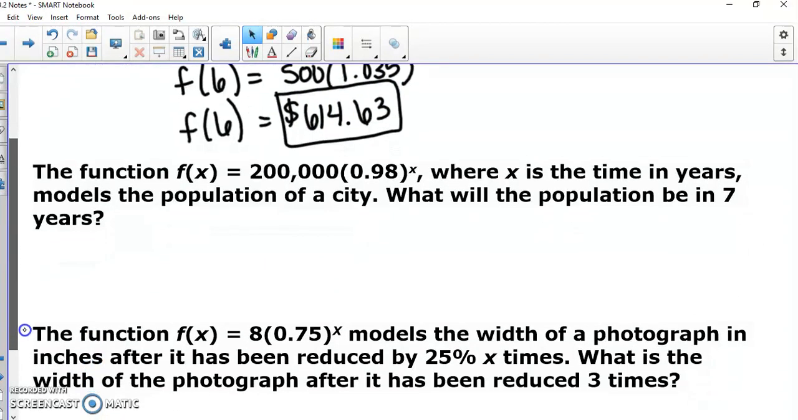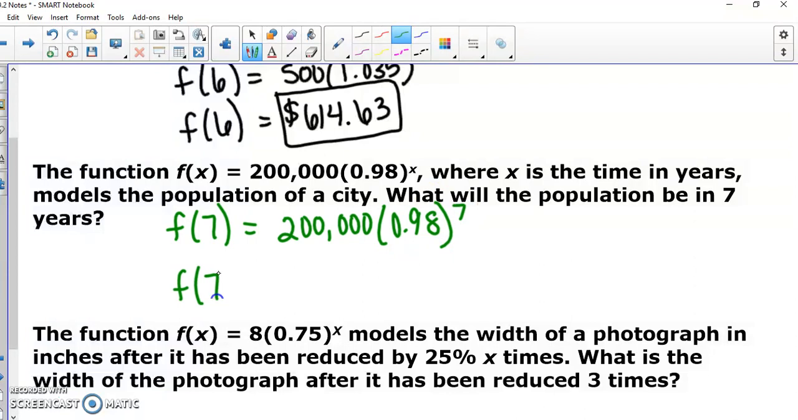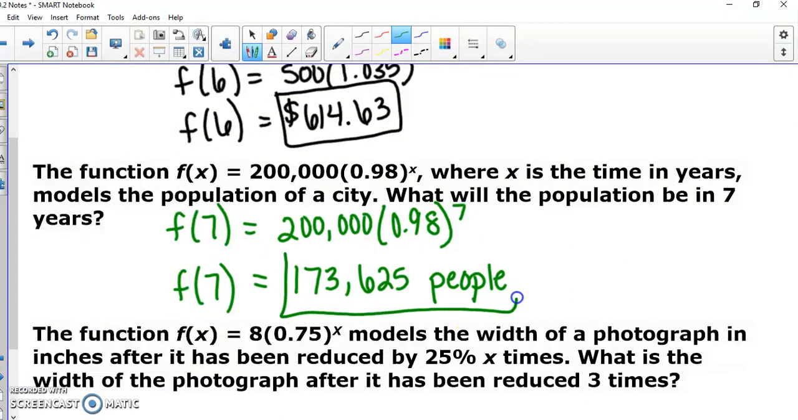Okay, the next one. It gives a function where x is the time in years, and it models the population of a city. We want to know the population in 7 years. So we're just going to plug in 7 for x. Into our calculator, we type 200,000 times 0.98 to the power of 7. And remember, we're dealing with population, so we round to the nearest person. When I round to the nearest person, I get 173,625. And since it's a story problem, we want to label. Our label would be people.